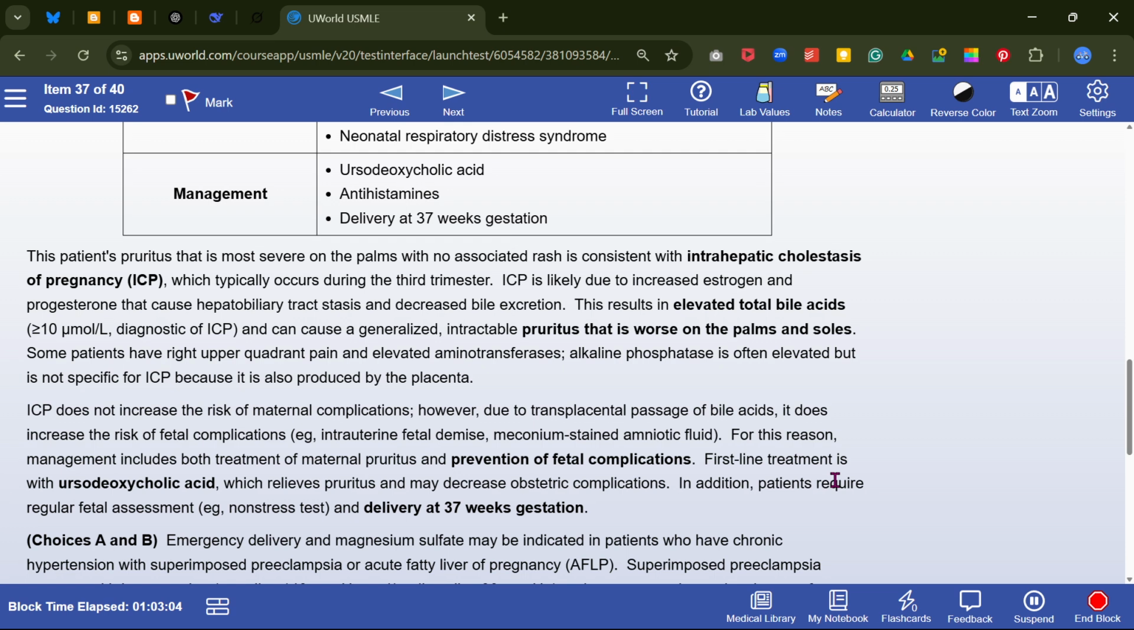First line treatment is ursodeoxycholic acid, which relieves pruritus and may decrease obstetric complications. In addition, patients require regular fetal assessment, non-stress test, and delivery at 37 weeks of gestation.